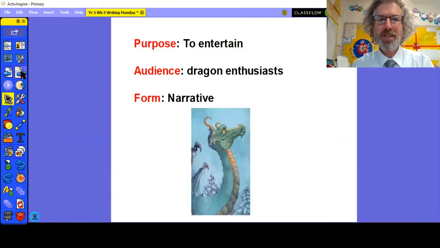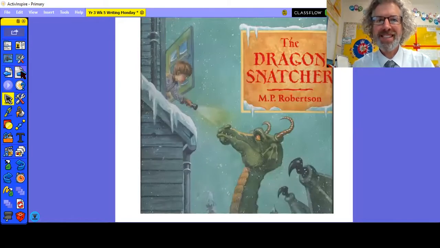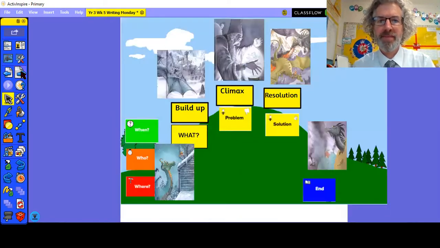So just to remind you, we're going to continue to entertain dragon enthusiasts with our narrative writing. The Dragon Snatcher is still the focus of our book by M.P. Robertson. We've moved through the story. We've learnt about George and the dragon at the beginning. We did loads of really good quality writing last week, all about that flight. Do you remember the excitement of the flight? And then the changing chill as we approached the castle. And then we discovered that evil dragon, and we were describing the dragon.